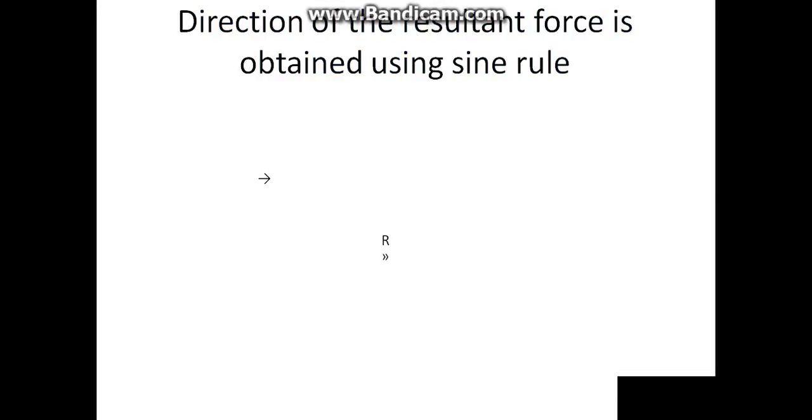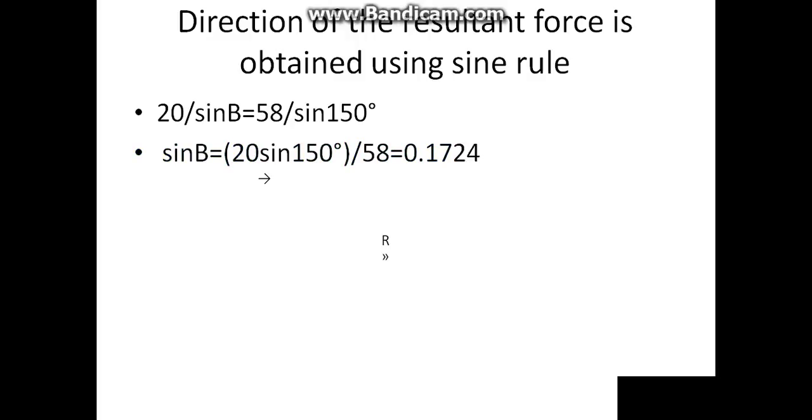The direction of the resultant force is obtained using the sine rule. 20 over sine B equals 58 over sine 150. Collecting like terms, sine B is equal to 20 sine 150 all over 58, which will give us 0.1724. Getting the inverse, when sine crosses over it becomes sine inverse of 0.1724. We have 9.93 degrees as the direction.